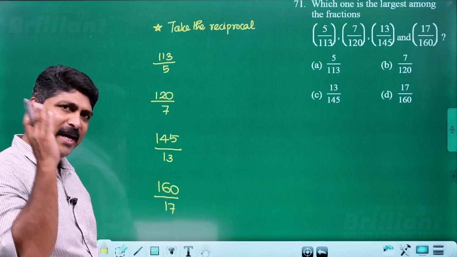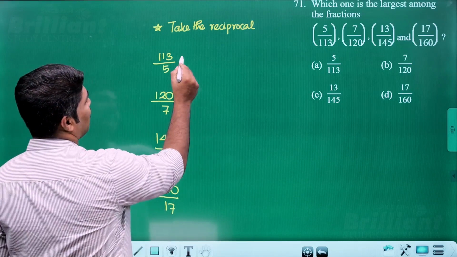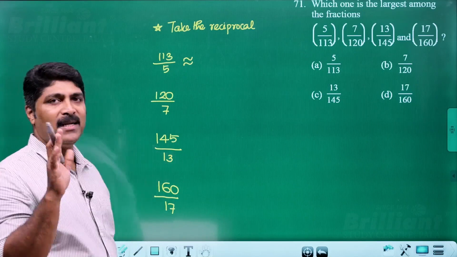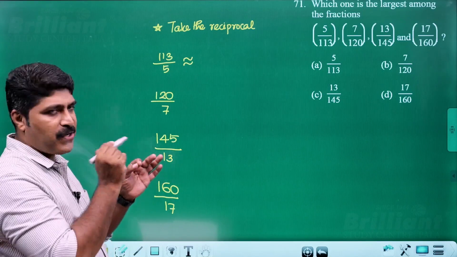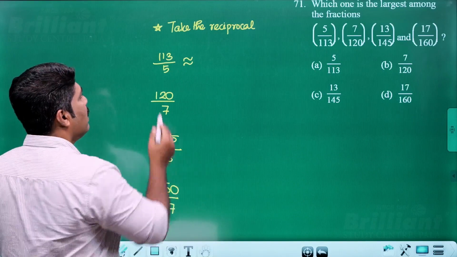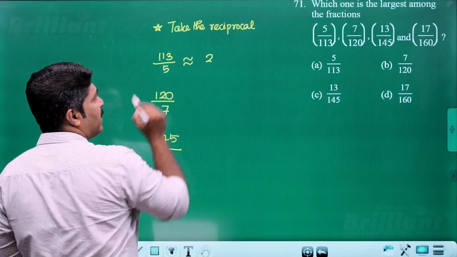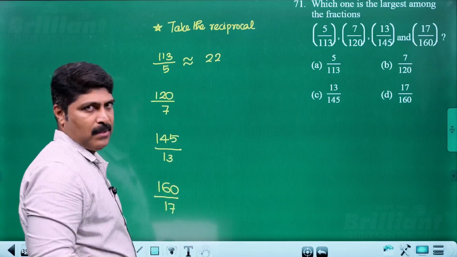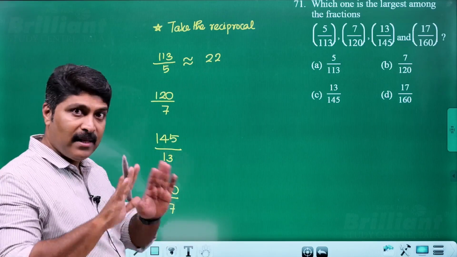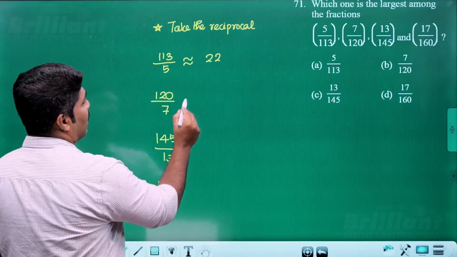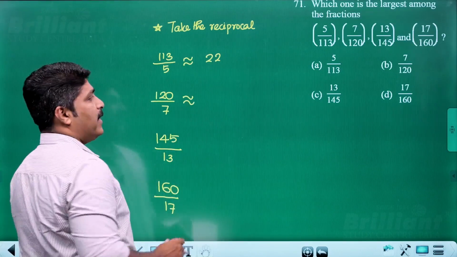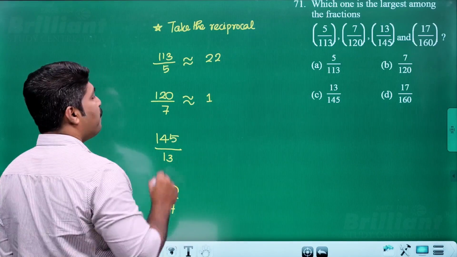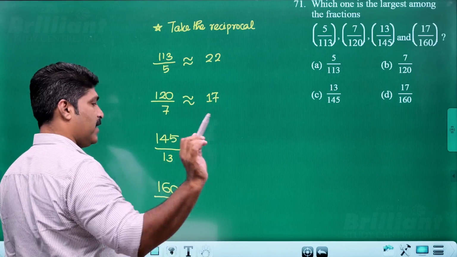No, you don't want to find the accurate value, only an approximation. You just take how many times 5 lies in 113. You don't want to bother about its decimal part or the remaining balance. Here 2 times 5 is 10, and 13 will be there, another 2, so that means 22. That's enough. The second one: in 120, 1 time of 7 is there, that is 7, and 50 will be there 17 times. That's enough.